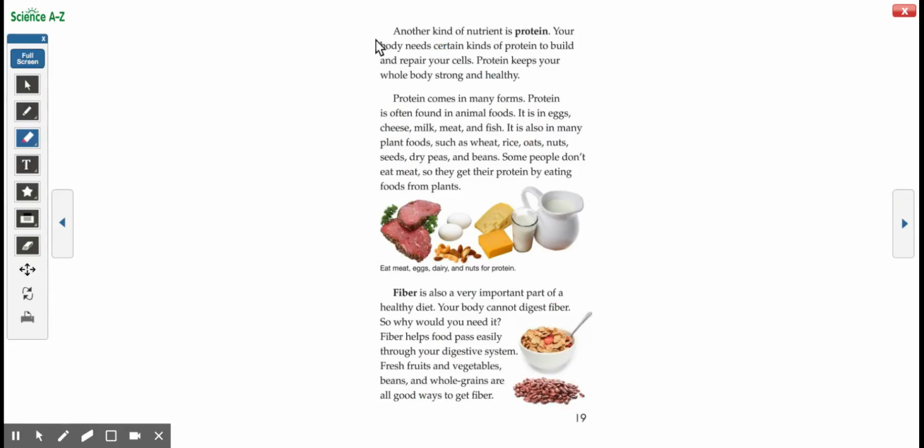All right, next, protein. Protein is important to build and repair your cells. It basically makes you strong and healthy. All right, protein is usually found in animal foods.